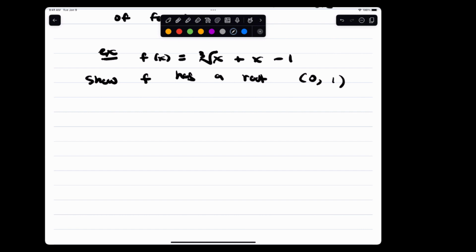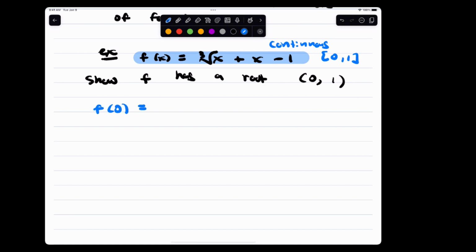And what they want you to know, first of all, is this. What do you guys know about this function? This function is a nice continuous function. It's continuous over the interval 0, 1. So we know it's continuous over that interval. So what do you guys notice? If I plug in a 0 here, don't you get the cube root of 0 plus 0 minus 1? Does that equal negative 1?